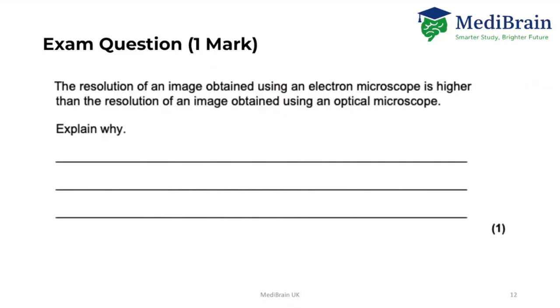Okay, final question for today. It says the resolution of an image obtained using an electron microscope is higher than the resolution of an image obtained using an optical microscope. Explain why. Okay, why is the resolution higher in an electron microscope? Because electrons have a shorter wavelength than light.